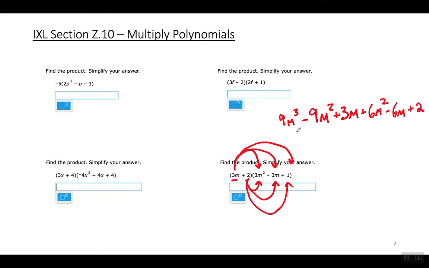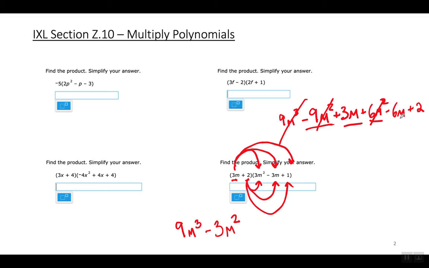Now I'm going to combine the like terms. So my final answer is going to be 9m to the third power. I can combine this m squared with this one. So negative 9 plus 6 is negative 3m to the second power.